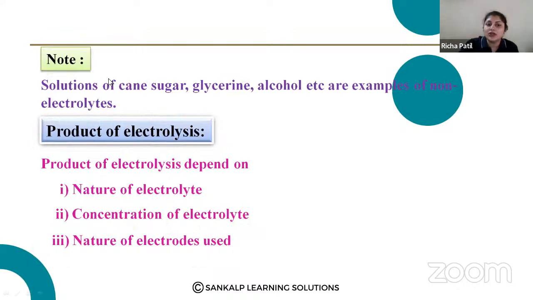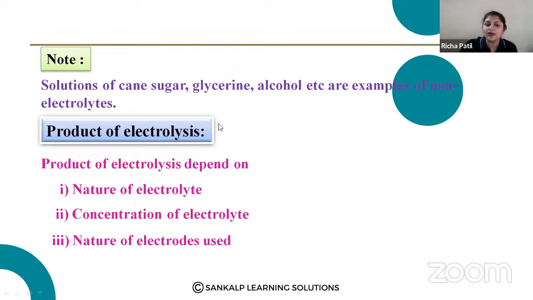Note, solution of cane sugar, glycerin, alcohol are examples of non-electrolytes. Non-electrolytes means what? These solutions do not conduct electricity. Okay, when you pass electric current, it will not conduct any electricity. So these are certain examples of non-electrolytes.